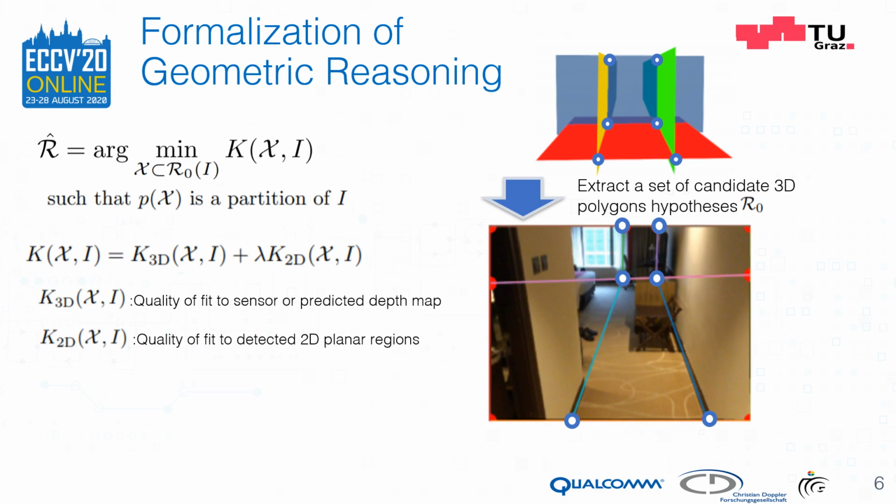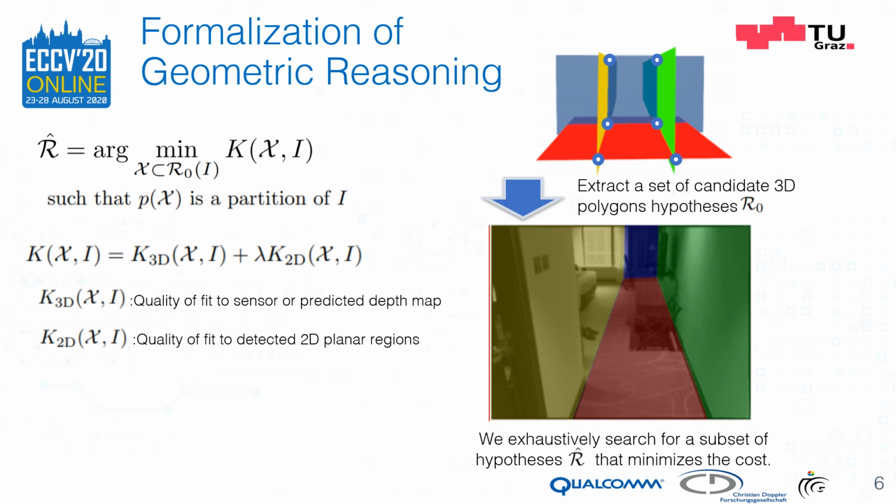We introduce a novel formalization that solves the problem of estimating the general layout from a given set of candidate polygons, in our notation R0, as a constrained discrete optimization problem. By performing an exhaustive search on candidate polygons, our optimization finds the optimal subset of polygons, or in our notation R hat, that minimizes 2D and 3D discrepancies between the layout estimate and the underlying scene. At the same time, the constraints enforce the optimization procedure to find a solution which partitions the input image I.